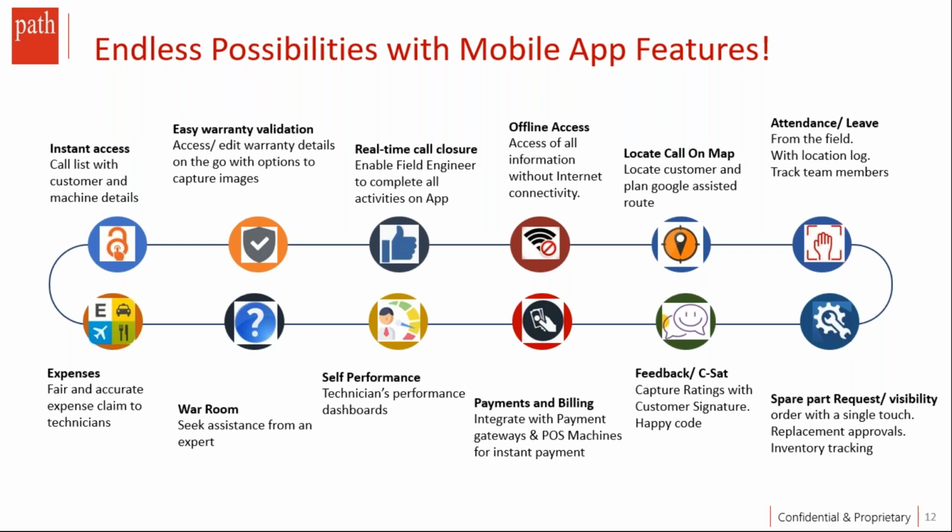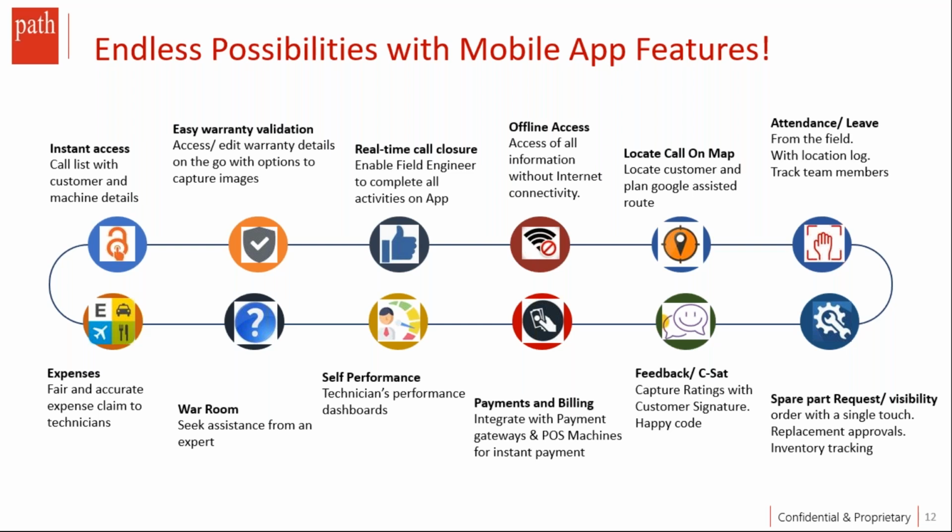So now there's no need to ask the call center whether it is under warranty, out of warranty, or whatever. You can see it in real time here, and you can tell the customer whether it's a chargeable service. As I said, with real-time call closure, you can enable your field engineers to complete all their activities on the app itself. One is that you access all this information while you have internet connectivity.